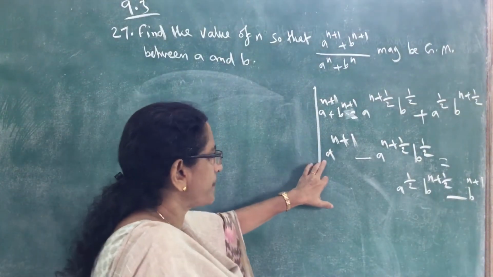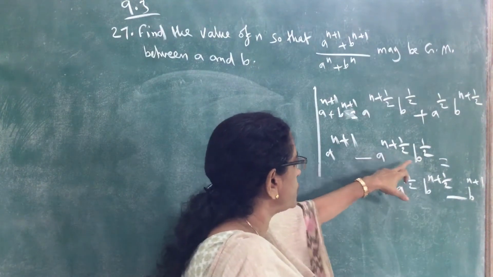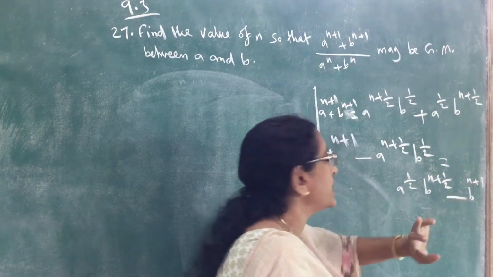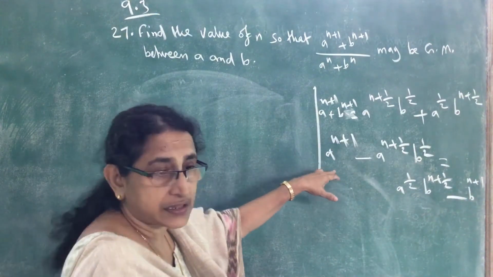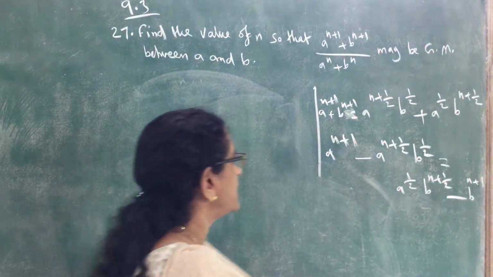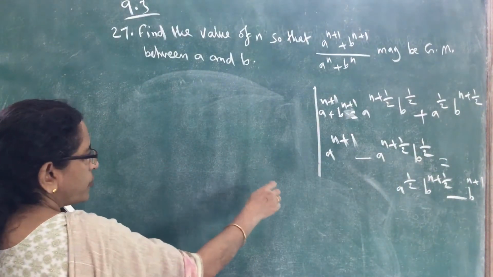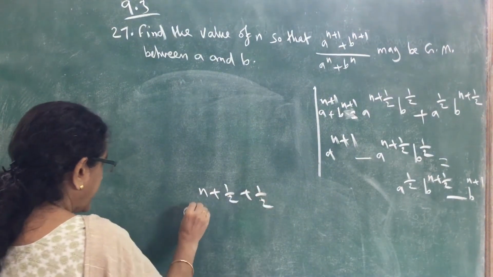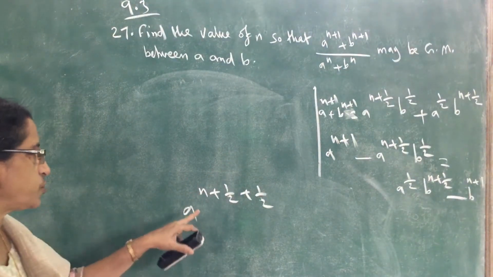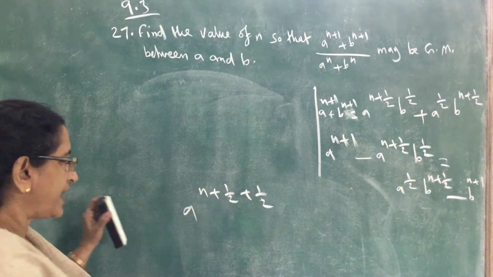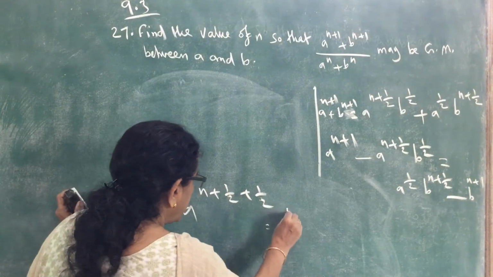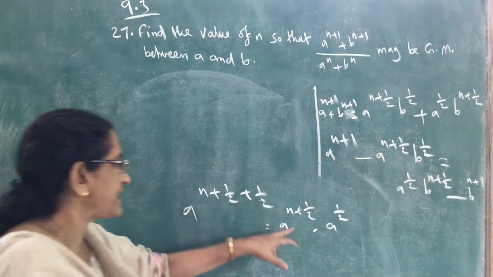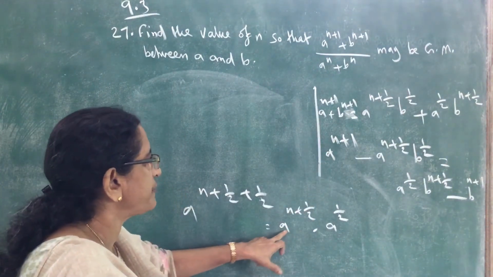So we got A raised to n plus 1 minus A raised to n plus half into B raised to half equal to A raised to half into B raised to n plus half minus B raised to n plus 1. Now we are going to take a common factor from these two terms. See here, what is n plus 1? n plus half plus half. A raised to n plus 1 is the same as A raised to n plus half plus half, which is the same as A raised to n plus half into A raised to half.